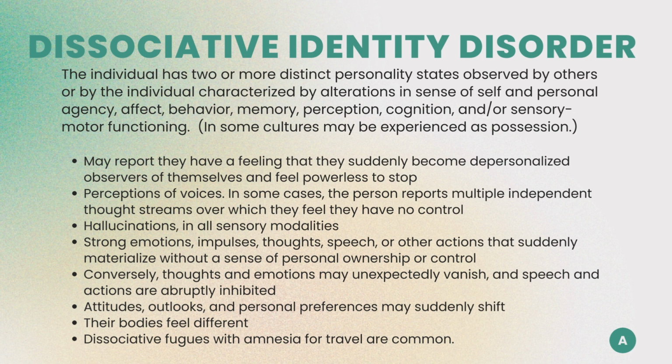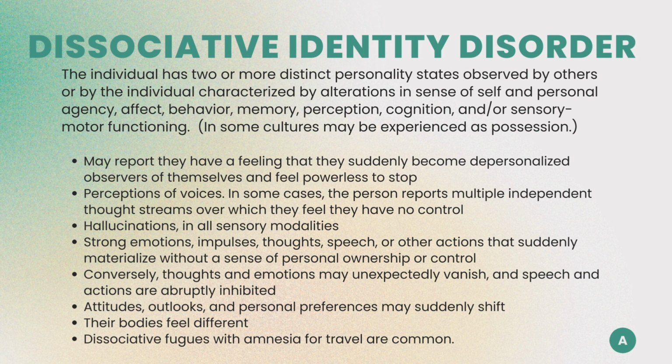So the individual has two or more distinct personality states observed by others or experienced by that individual, characterized by alternations in the sense of self and personal agency, what they have control of. When they switch to an alter, a lot of times the host, for example, may not feel like they've got control where they can pull back and become themselves again. They can't just switch back to being the host. They lose a sense of personal control when that other alter takes over. Affect, behavior, memory, perception, cognition, and or sensory motor functioning may also change.